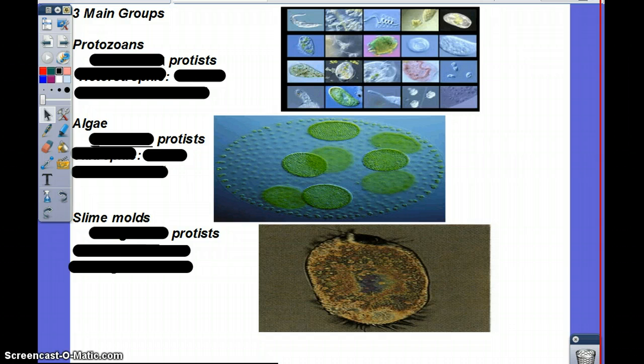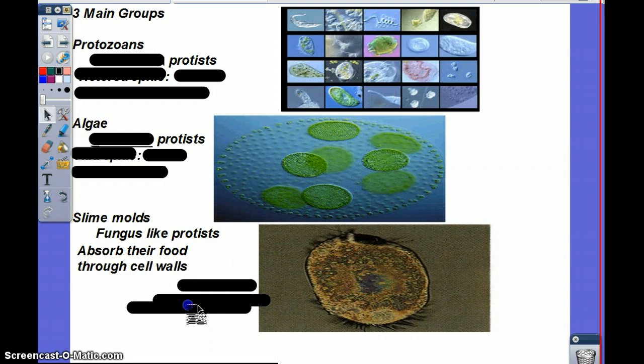So, looking at the names, who could tell me one group method of feeding? Raise your hand. Good. Awesome. Slime molds. We call them fungus-like protists. And they are light decomposers. They absorb their food through cell walls and sometimes break them down.